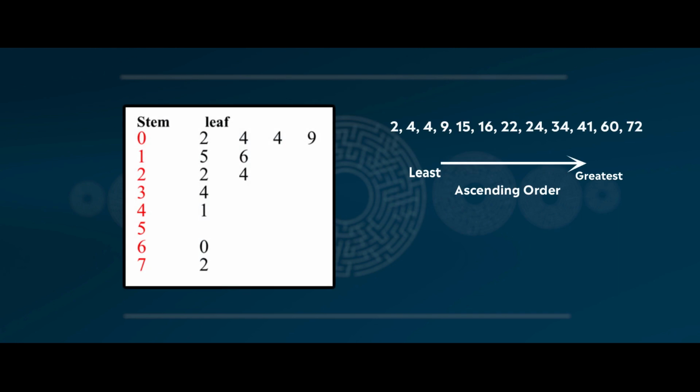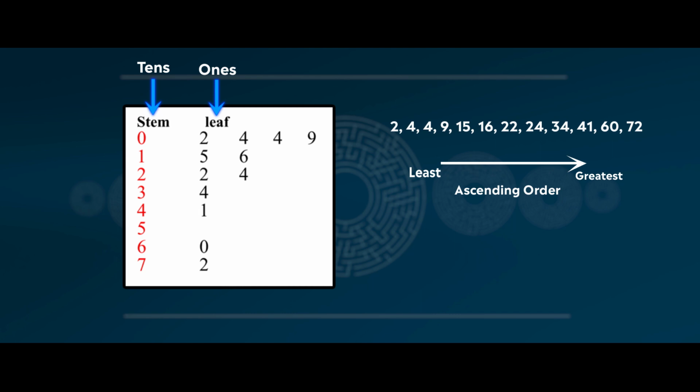So what is a stem? The stem will be tens in this case because the data have only ones and tens places. So our stem will be tens and our leaves will be ones. So look at this side. This is a stem and leaf plot for the information on this side. So you can see the stem is 0, which means 0 tens, 1 means 1 ten, 2 tens, 3 tens, 4 tens, 5 tens, 6 tens, and 7 tens.